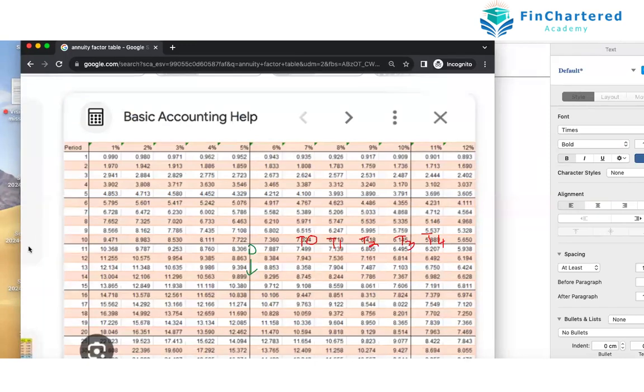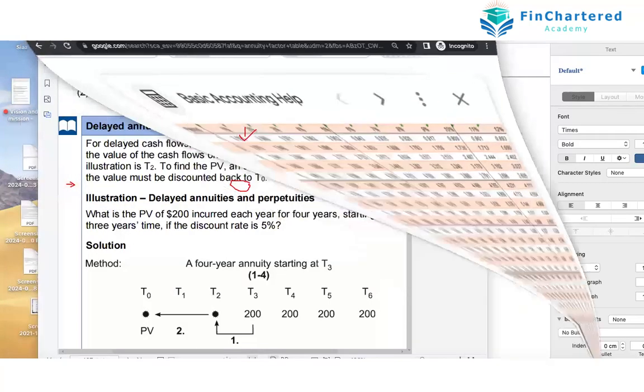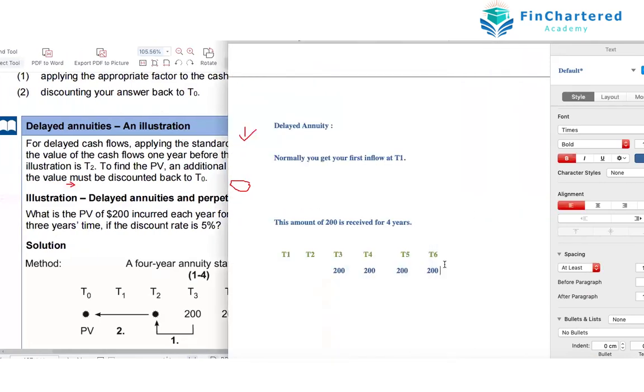5%, 4-year annuity. So it's going to be 3.546. Right? So what will I do? I will take 3.546, and I will say 200 into 3.546.